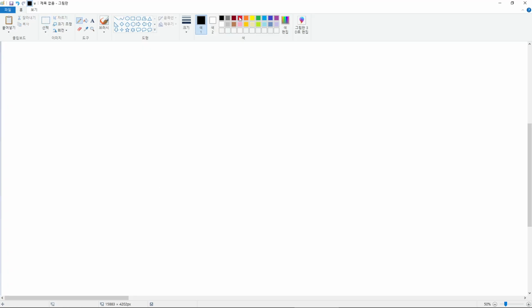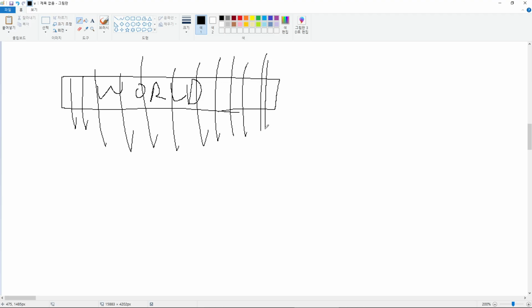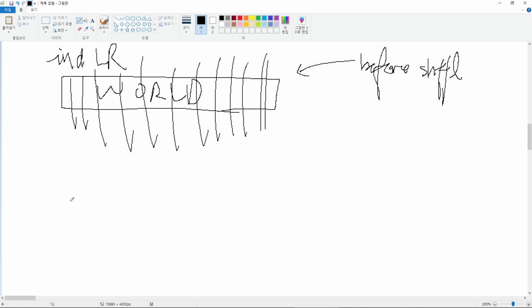For example, if I had the world here, this is the world, and then for every entity, usually 1000 or about 1000 of them, an individual learn rate will be assigned or computed and assigned. And this is the world before shuffle.